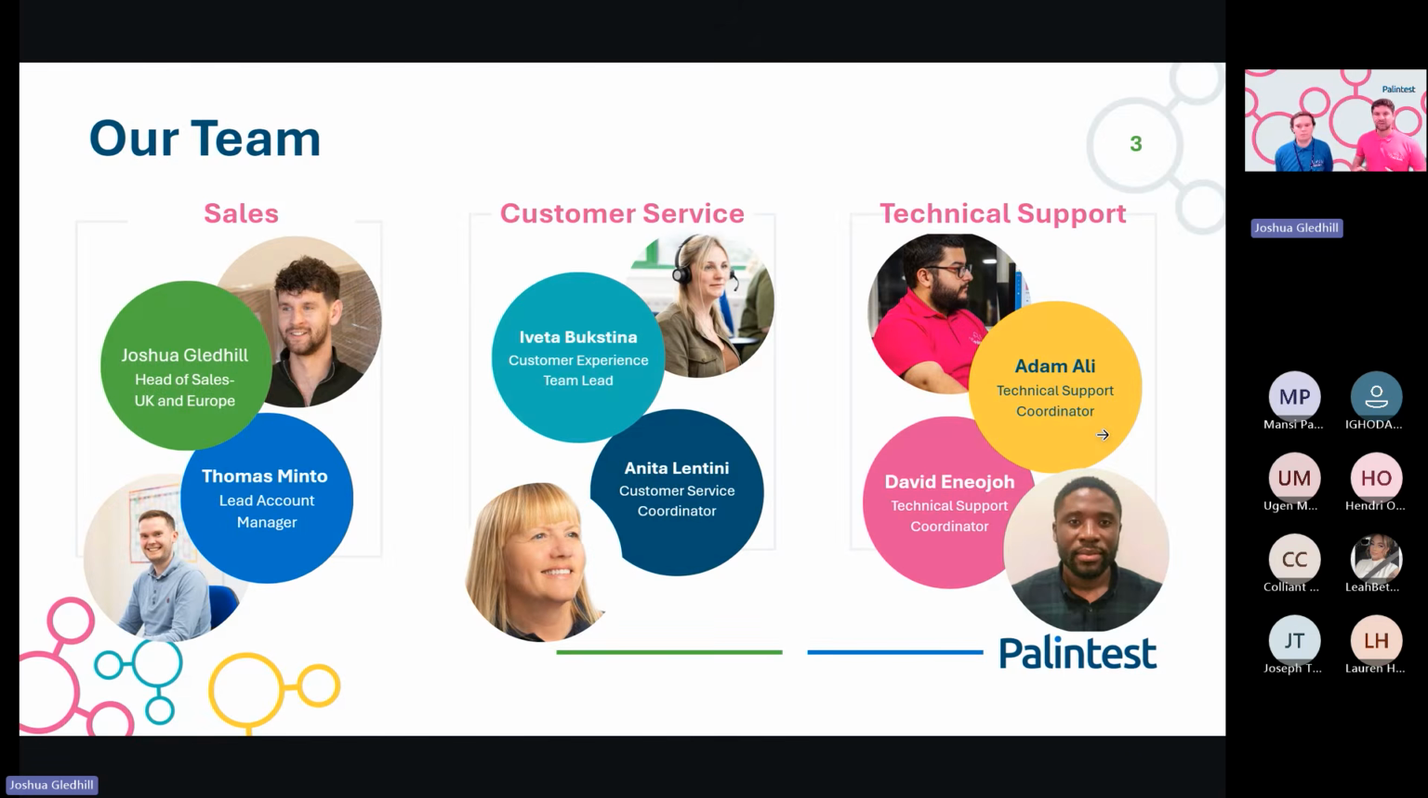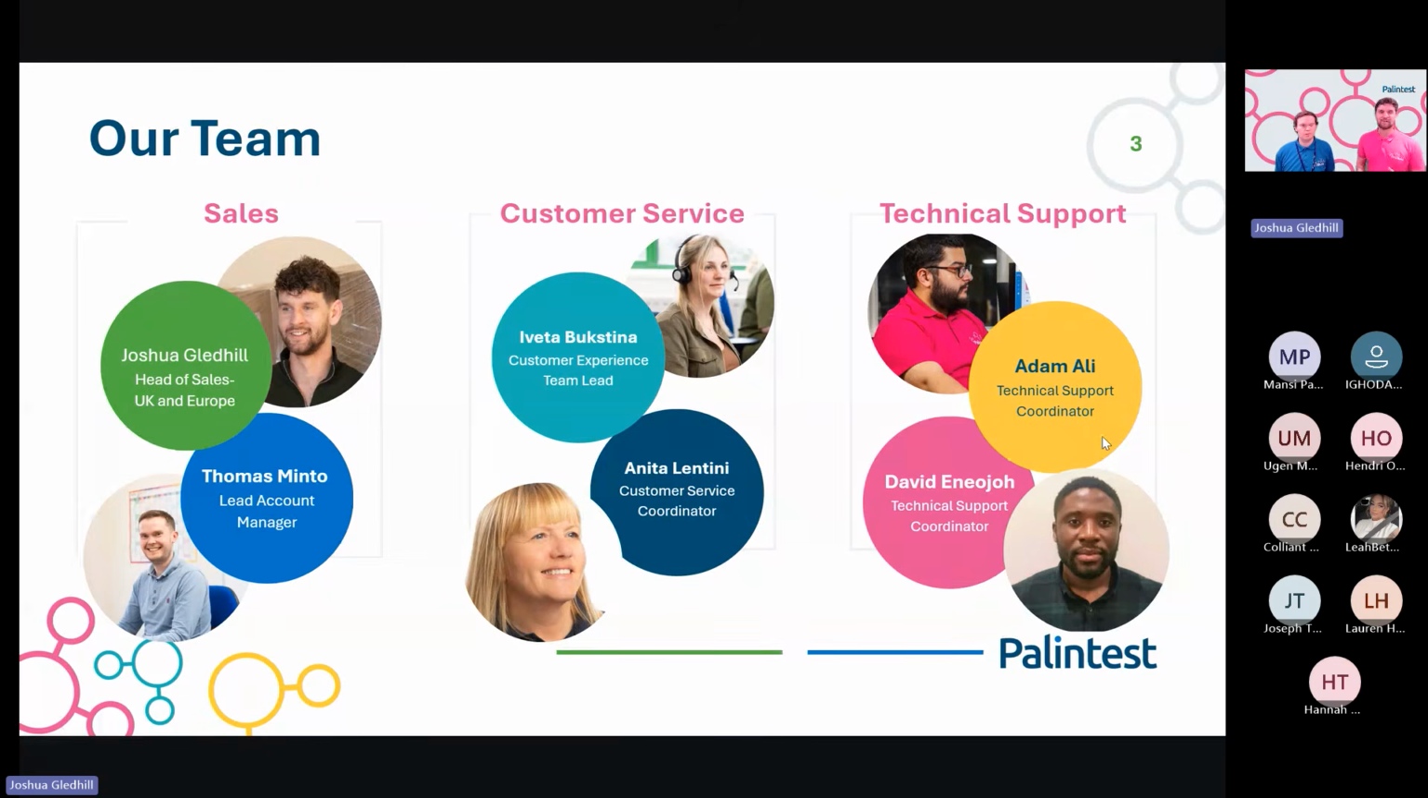Before we dive into the product and the applications, it's always important to note that nothing happens here at Palintest without our fantastic team. And I would love to introduce you to some of the team that make the things we do possible. So we've got myself in sales, Joshua, and also Tom, who's with us today. In our customer service team, these are the guys who will process your orders, who will answer any questions that you have around lead times or anything to do with your order. That's led by Abetta, and she's supported by Anita Lentini. And then finally, we have our awesome colleagues in technical support. Now, these are technical experts. They will help you with any product, any application question that you've got. If you have any issues with anything, they'll solve it for you and get you back testing as soon as possible. And that's Adam and David.